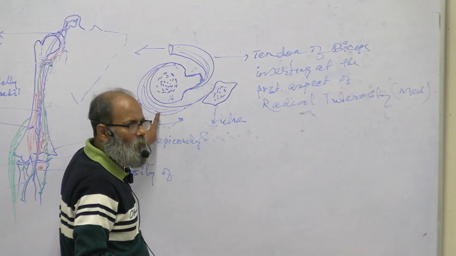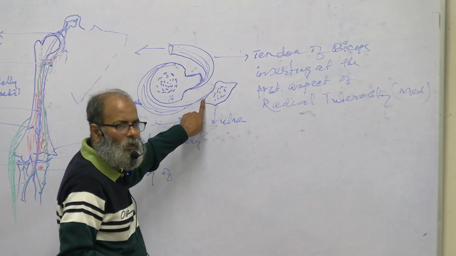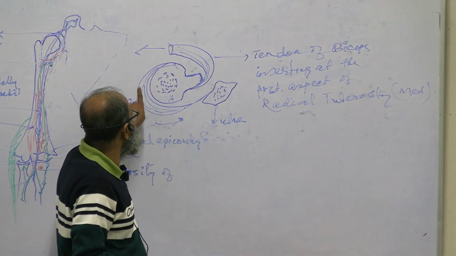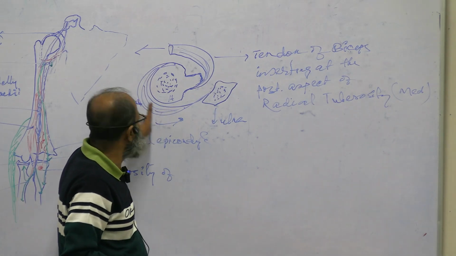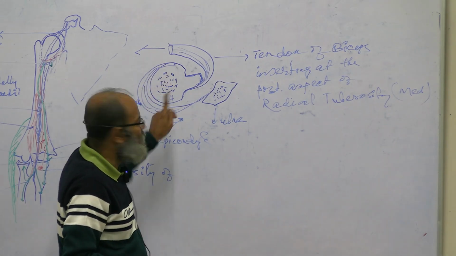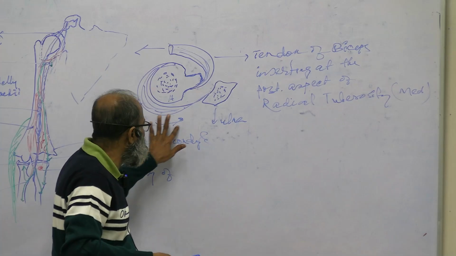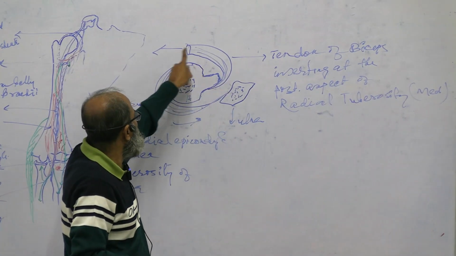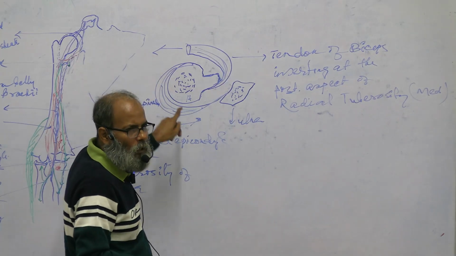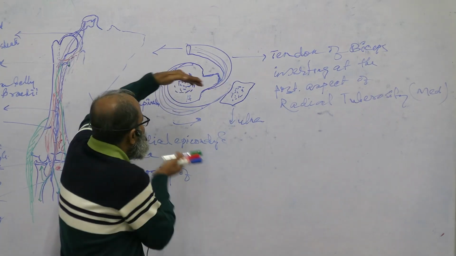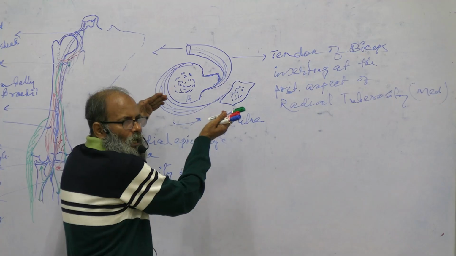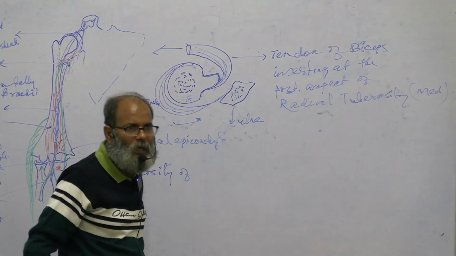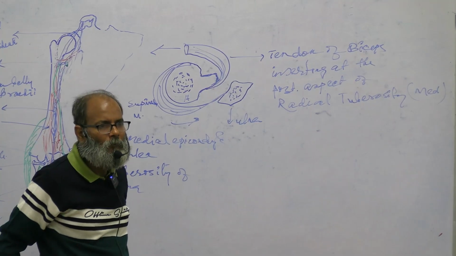And you can see the supinator. This is the supinator muscle coming from the supinator crest of the ulna. It is holding the posterior surface as well as part of the anterior surface. When it contracts, you see the power and direction of contraction. This is contracting in this direction, and biceps is contracting in this direction. So what will happen? This thing will rotate like this. Got my point?